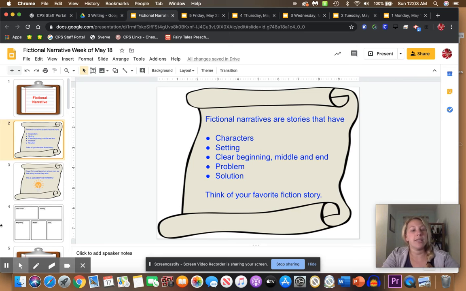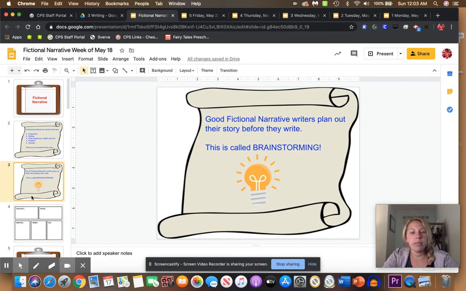Let's take a look and think about what our story will be today. Oh, that's right. We're going to start off with some brainstorming. And we learned that brainstorming is the very first step that you take before you start writing your story because it's always very helpful to have a plan before you start writing.